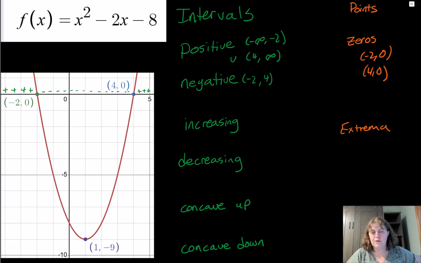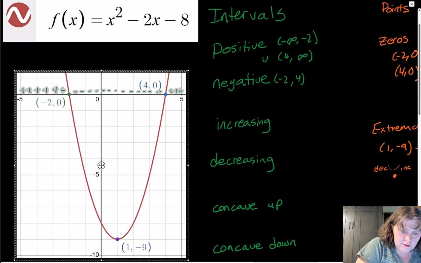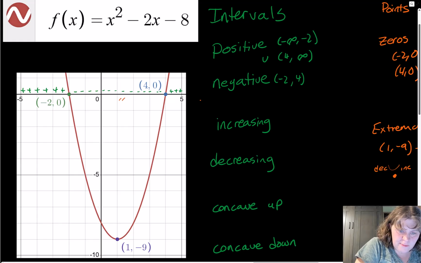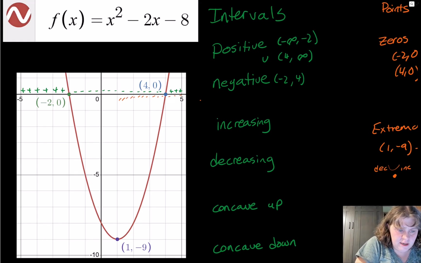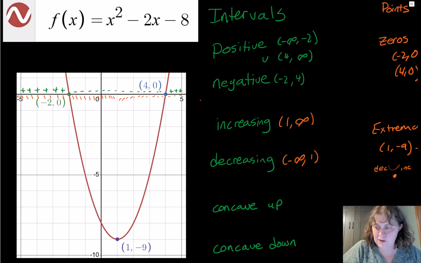Before we go for increasing, decreasing, let's find the extrema. I have one at 1 comma negative 9, and it is a minimum, right? Which means whenever I have a minimum, I have decreasing on this side and increasing on this side, because it has to come through and do whoop, like that. So things are going up, up, up here, and here they're going down, down, down, because I'm decreasing. So my decreasing goes from negative infinity until that extremum, which happens at 1, and then I switch over to increasing, and I keep increasing forever.